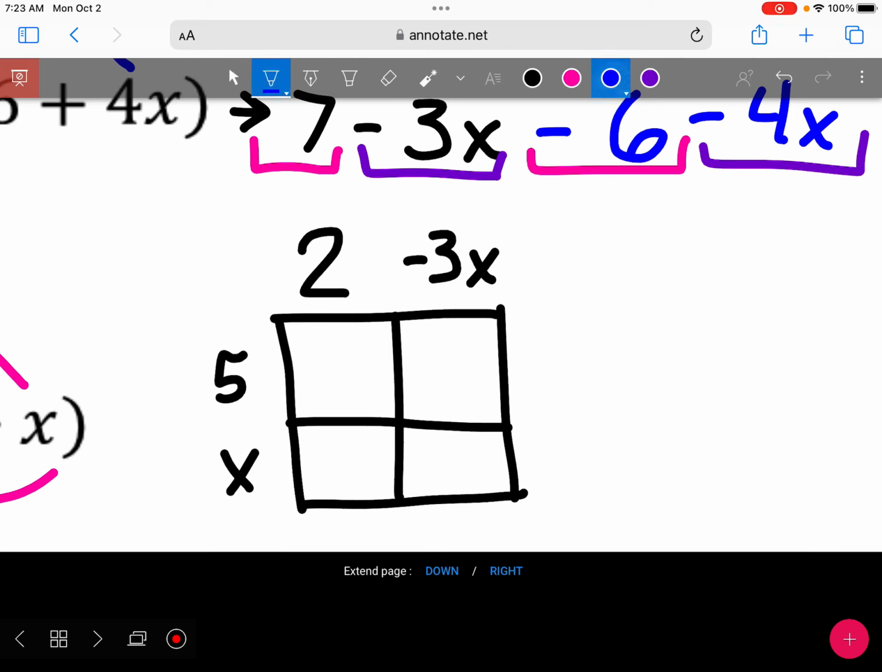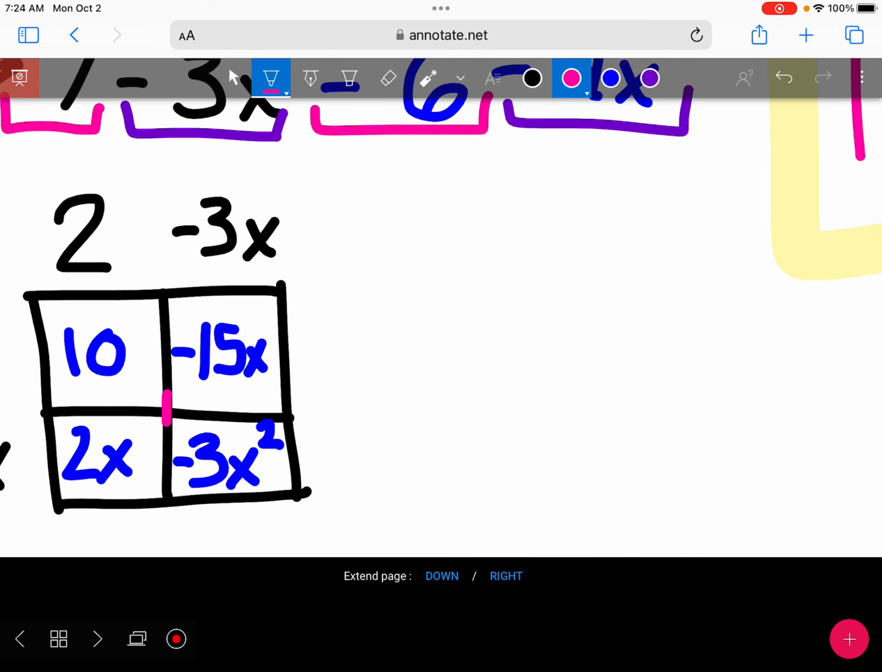2 times 5 gives us 10. Ooh, that's not the laser pointer. 5 times minus 3x gives us minus 15x. X times 2 gives us 2x. And x times minus 3x gives us minus 3x squared.